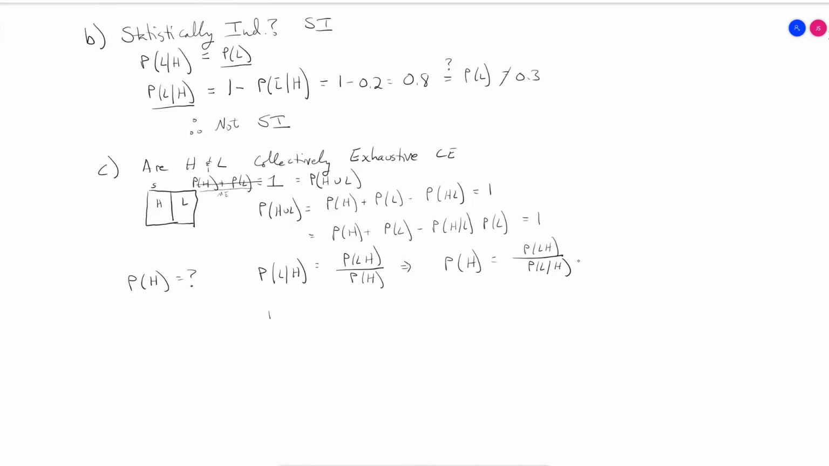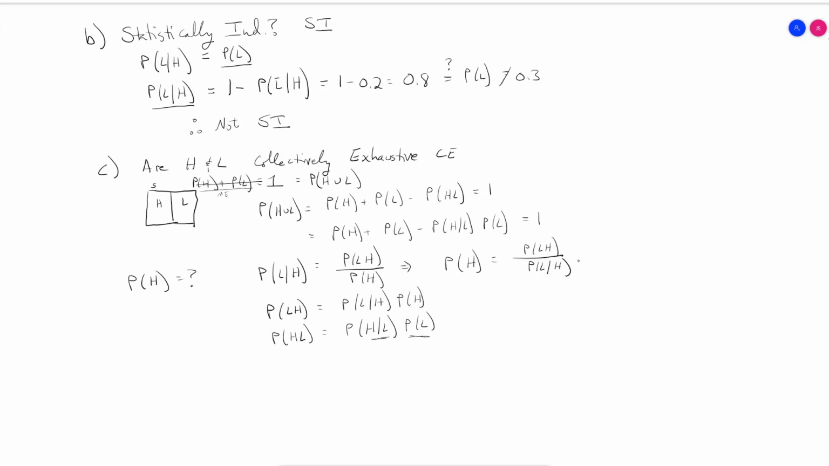Now let's take this term right here, which we don't have, L and H. We'll use conditional probability to set that one up. So this is the probability of L given H times the probability of H. We could also flip it and say this is the probability of H and L. So that's equal to the probability of H given L times the probability of L. We do have L, so that's something that we have. And we do have H given L, so that's good.